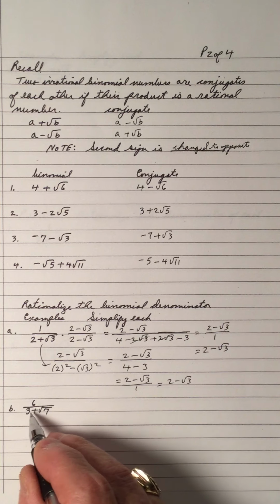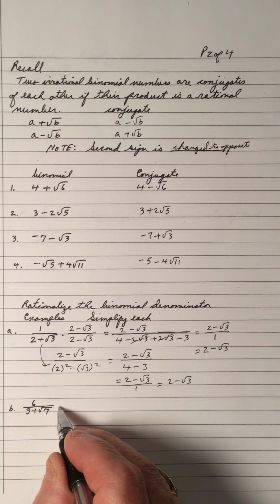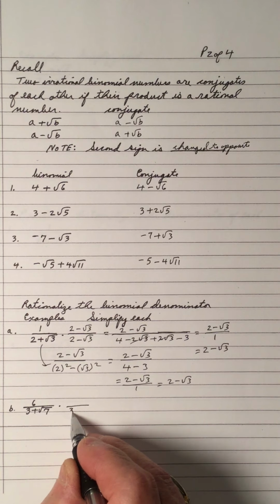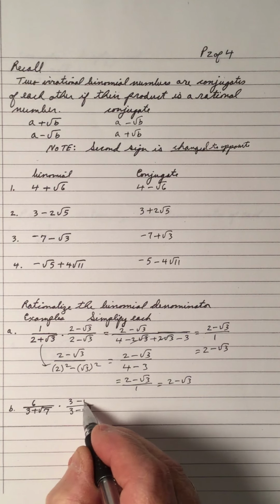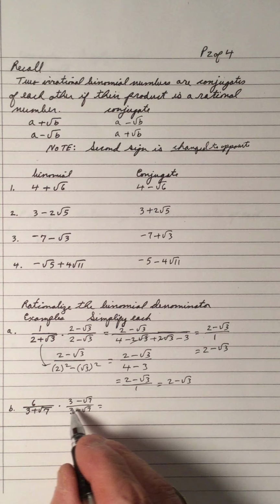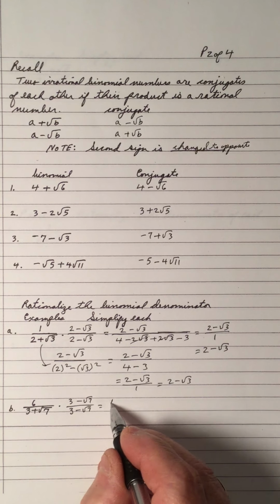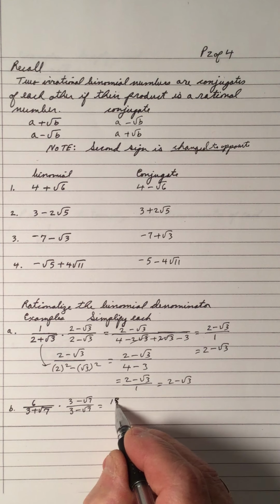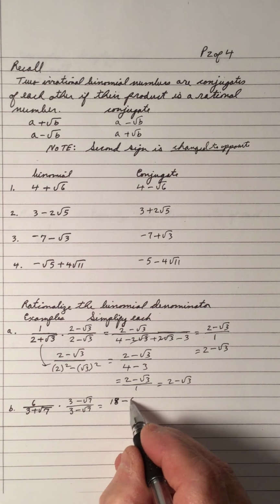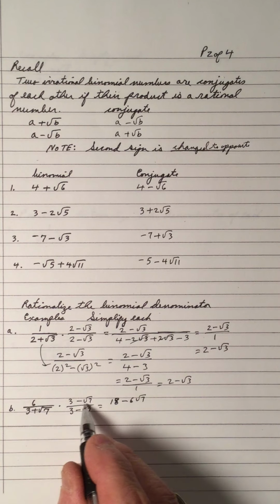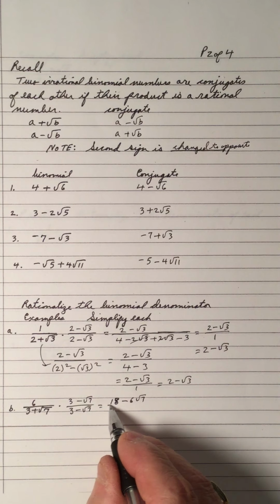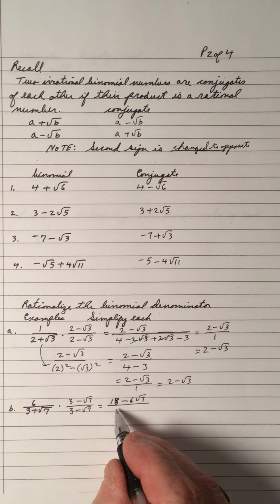B, the conjugate of 3 plus root 7 is 3 subtract root 7. And we do that on top and bottom to balance it. And when we do, the top becomes 18 subtract 6 root 7. So 6 times 3 is 18. 6 times negative root 7 is negative 6 root 7. And again, if you want, I'll just do the FOIL here.